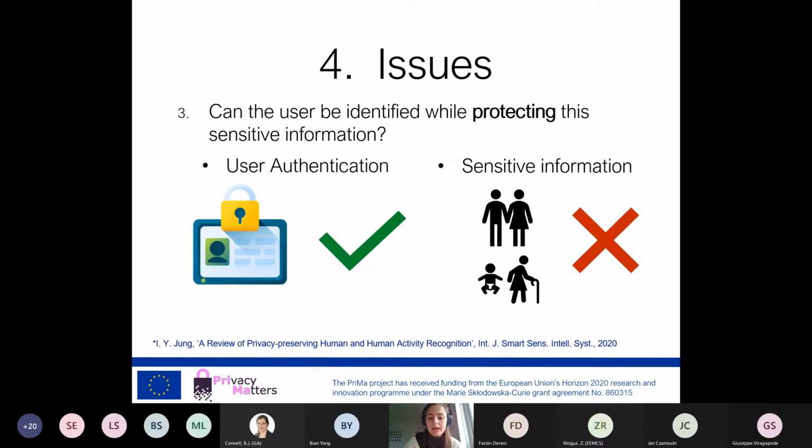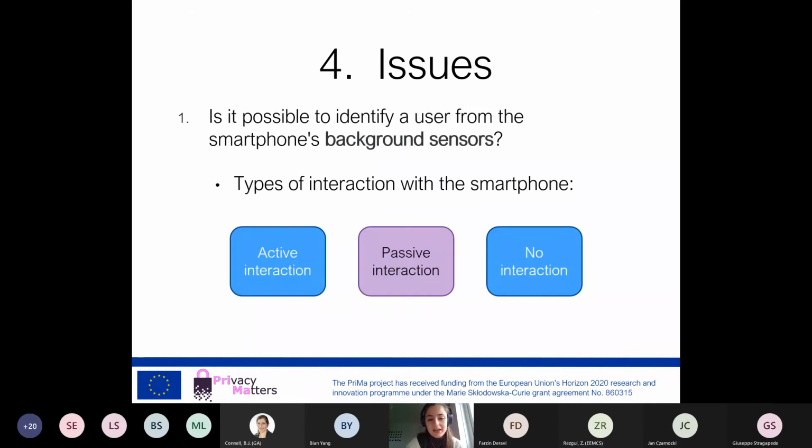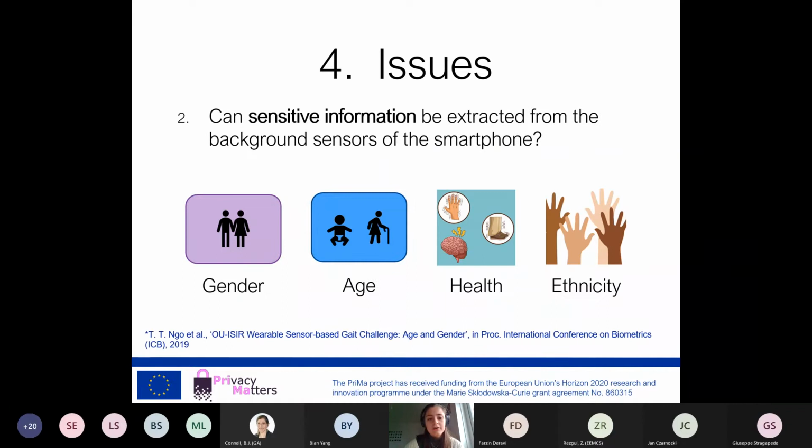The second scenario is a passive interaction. That is when the user is carrying the phone but is not interacting with it. For example, when the user is running and carrying the phone, or just walking and carrying it in the backpack, etc. And the third one is when the user has no interaction with the phone. Like, for example, now that the phone is on the table and we are just using the computer, or that kind of thing. Another issue that I found is, can sensitive information be extracted from the background sensors of the smartphone?